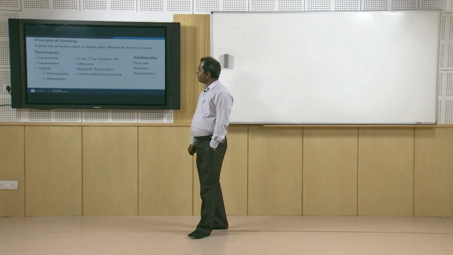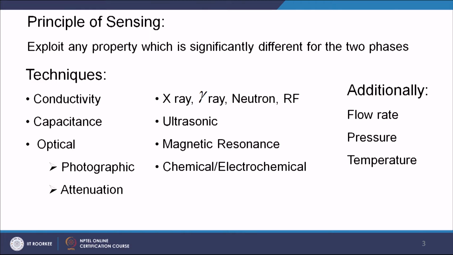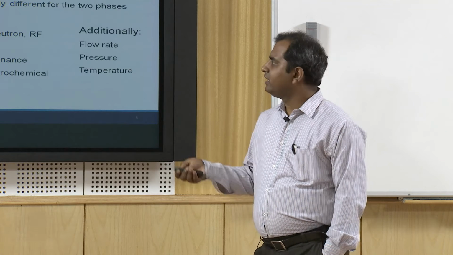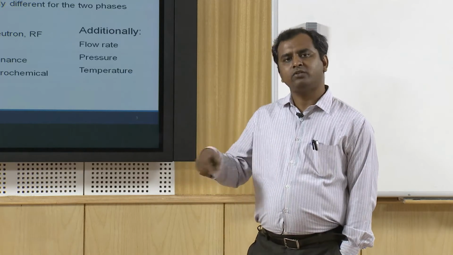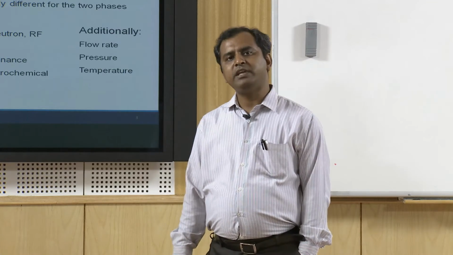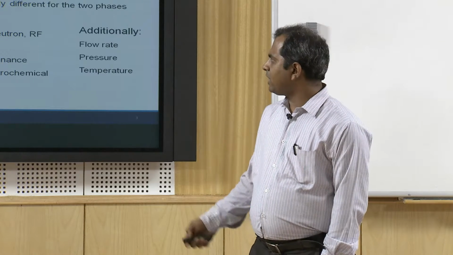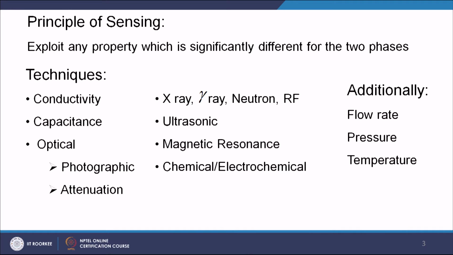A few modern technologies are also like this: X-ray, gamma ray, neutron and radio frequency. Both phases behave differently in the presence of X-ray, gamma ray, neutron and radio frequency, so depending on these principles probes can also be developed. Nowadays advanced research is going on for the development of X-ray, gamma ray, neutron ray and radio frequency probes. We can also use the ultrasonic property. Sound speeds are not the same in the liquid phase and gaseous phase.